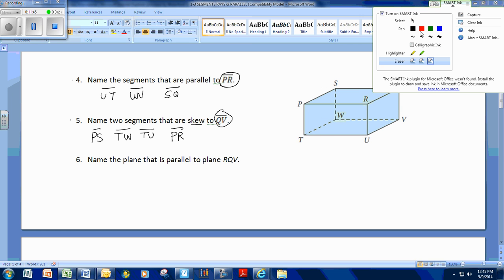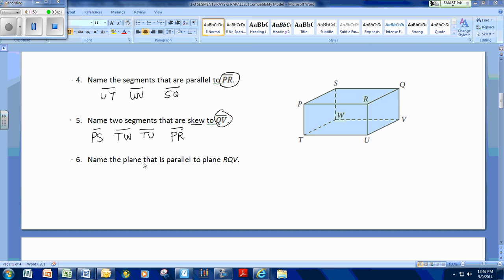Finally, we're going to discuss parallel planes. Number 6 says name the plane that is parallel to plane RQV. Plane RQV is going to be the right side of the box. There's only one parallel plane to that, and that would be the one that's opposite of it. That would be the left side.